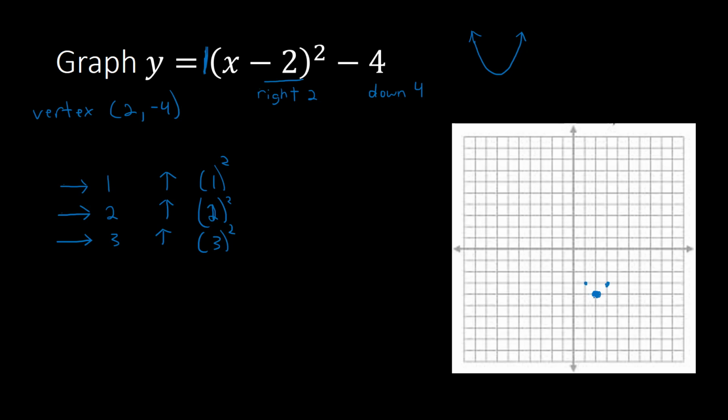And then if I go to the right 2, I go up 2 squared, which is going to be 4. So over 1, 2 from the vertex, then up 1, 2, 3, 4 to get this point right there. And same thing on the other side, because it's symmetric. Go to the left 2, I also go up 4. And then I could find another point, 3 up 9, 1, 2, 3, 4, 5, 6, 7, 8, 9, right here would be another point. And then negative 3, to the left 3, go up 9 as well.